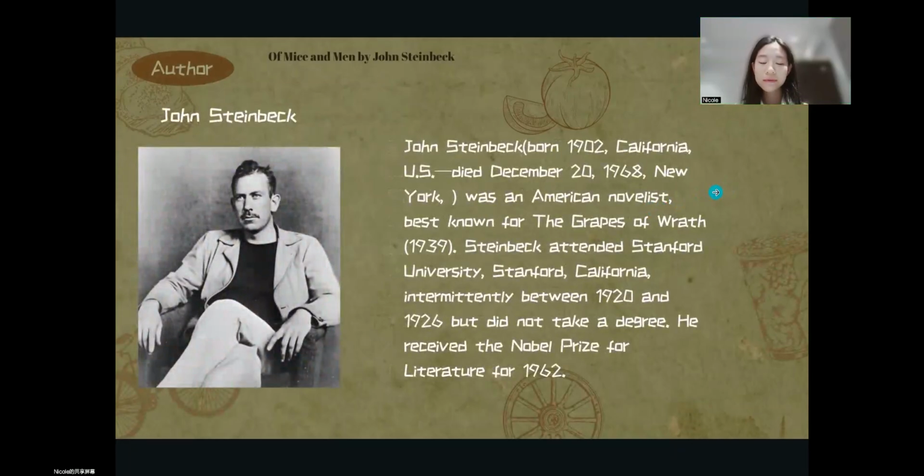John Steinbeck, born in 1902 in California, and died in 1968 in New York, was an American novelist best known for The Grapes of Wrath. Steinbeck attended Stanford University, Stanford, California, intermittently between 1920 and 1926, but did not take a degree. He received the Nobel Prize for Literature for 1962.